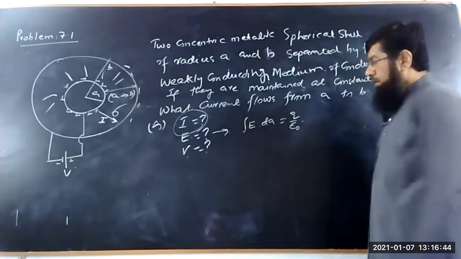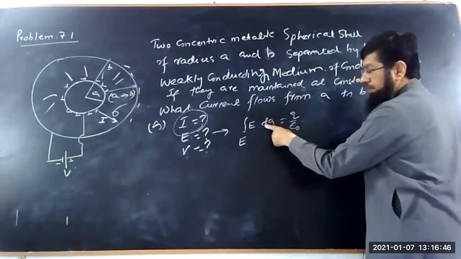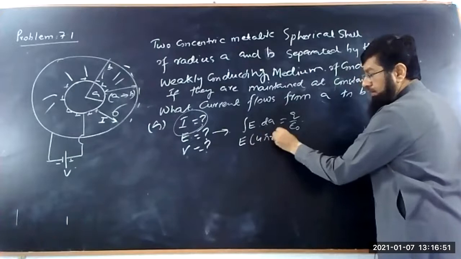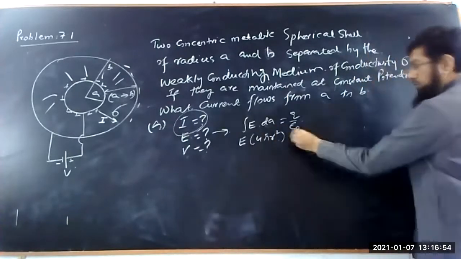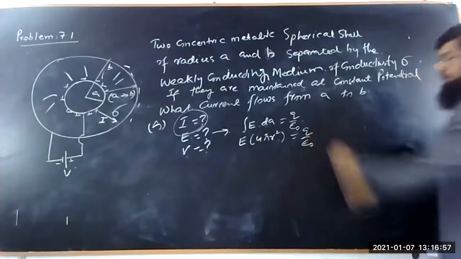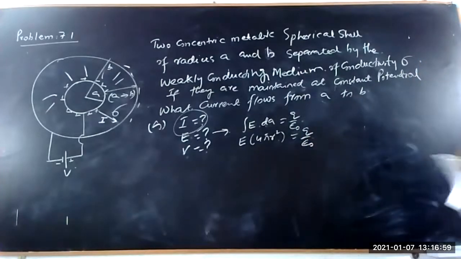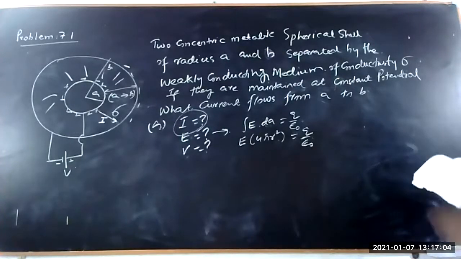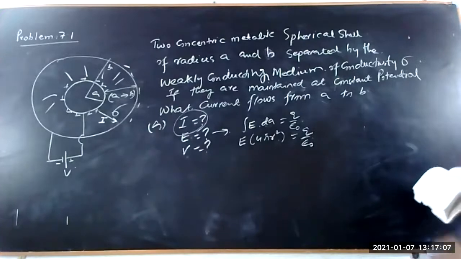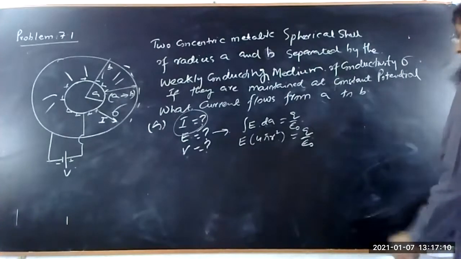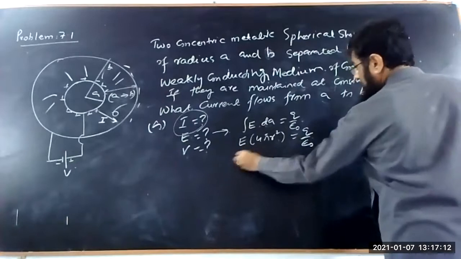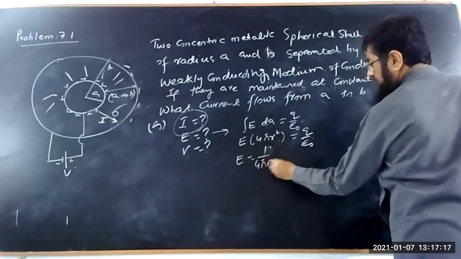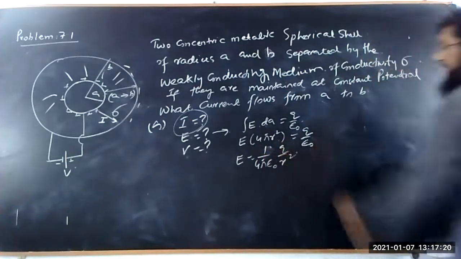Gauss's law: E times this area, which is 4 pi r square, the area of the sphere, is equal to Q upon epsilon naught. The second equation you may write as E is equal to 1 upon 4 pi epsilon naught, Q upon r square.